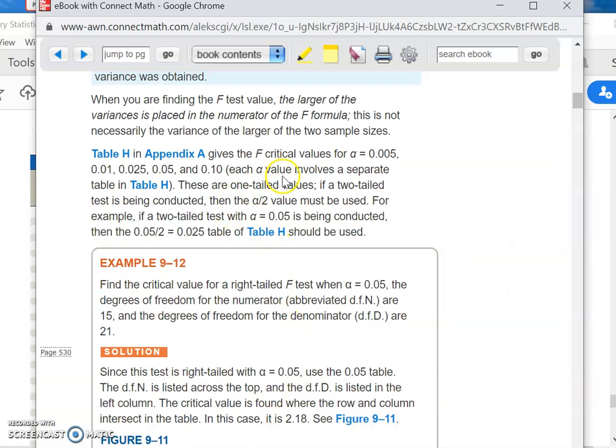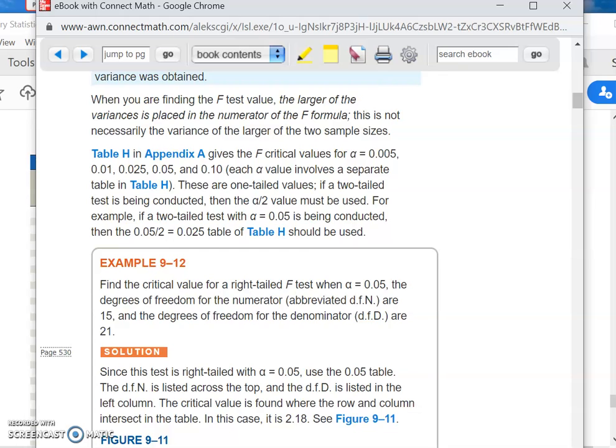So this is F critical values for alpha 0.005. Okay, it gives it for all these different alphas. These are the tables it's going to give you. 1, 2, 3, 4. There's 4 tables. Oh, 5 tables. There's 5 tables. Each one of those alpha values involves a separate table. The thing to remember is these are one-tailed values.